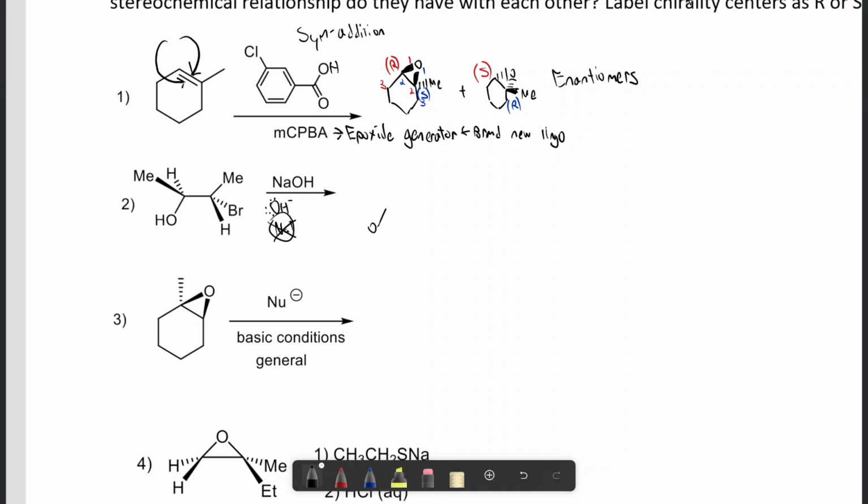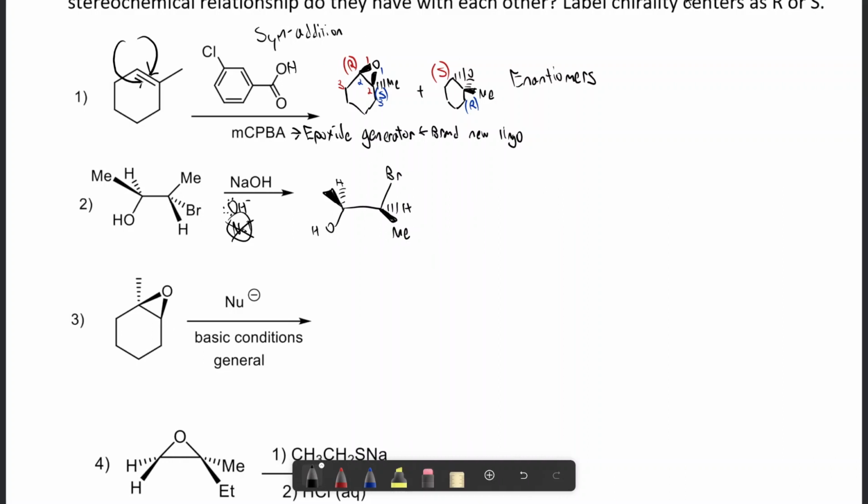So we're going to have OH, methyl, hydrogen. We're going to have bromine up here. And then that. So now that we move bromine up here, we're going to have methyl over here and hydrogen over here. Okay, and remember there's a bond between the hydrogen and the oxygen.